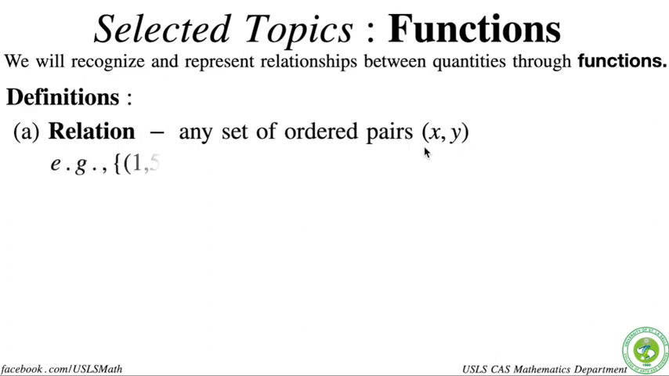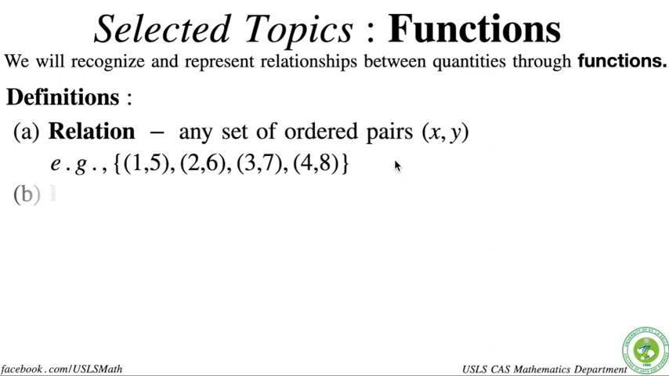So for example, we have this: 1 5, 2 6, 3 7, 4 8. So this is an ordered pair 1 5. This is another pair 2 6. This is another pair 3 7. This is another pair 4 8. Okay, imagine our x as our first component. Imagine our y's as our second components. You can think of x as our input values, y as the output value. Okay, so this is a relation. So it's a set of ordered pairs.